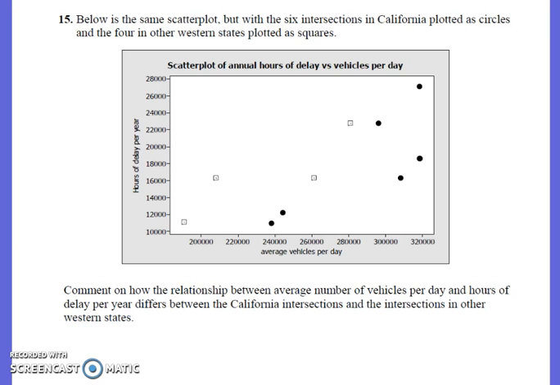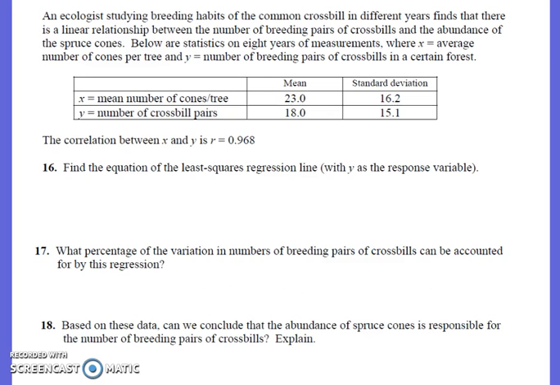The first thing I would say is if I were going to come up with a prediction line for just the California states, it's going to be a much steeper increase. As the vehicles increase, the delay increases at a faster rate, whereas if you did a prediction equation through the western states, it's not going to have as steep a slope. It's not going to increase quite as fast. Also, there are on average more cars on the road in California than in the western states. And that's about it. You're just noting some of the observations that you see between them.